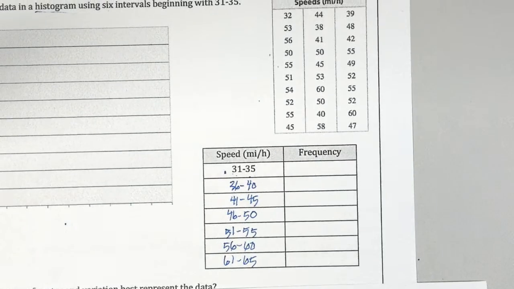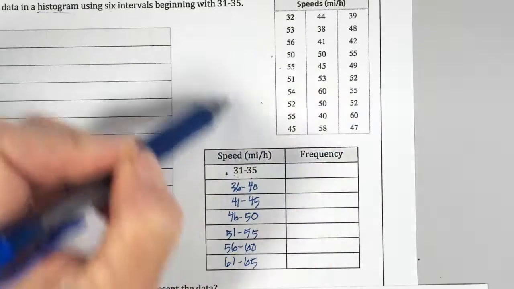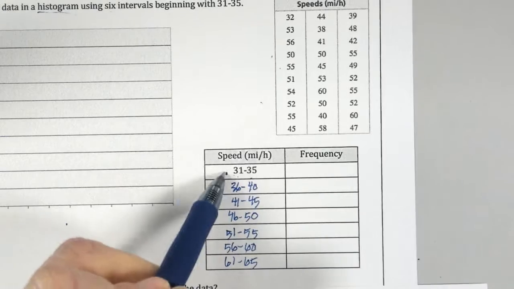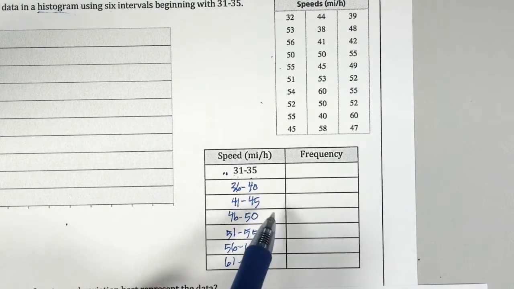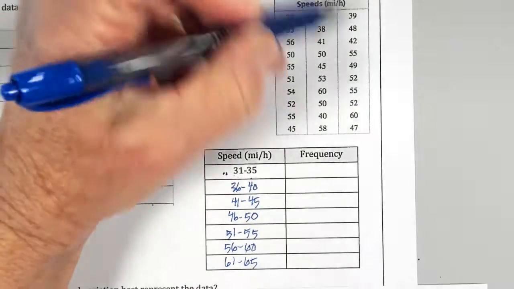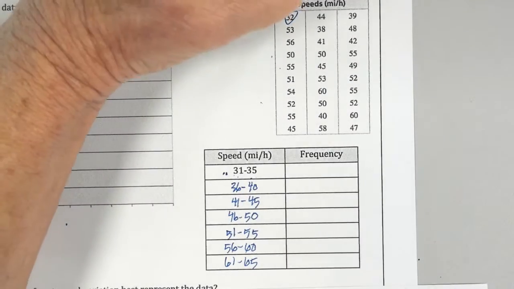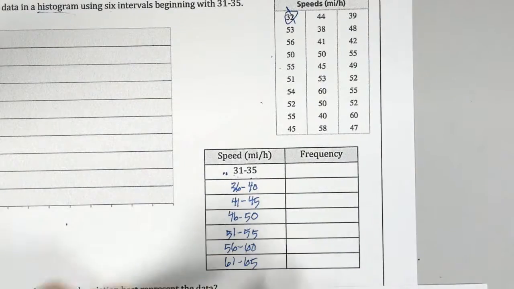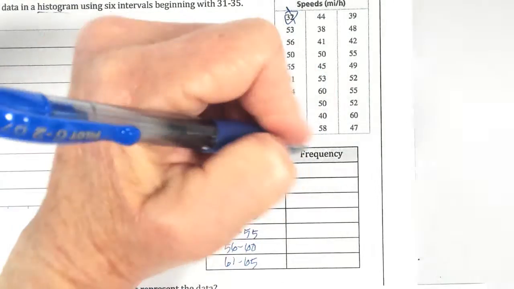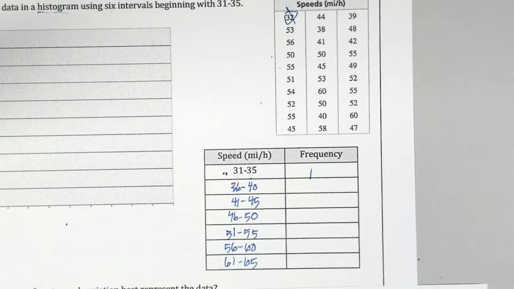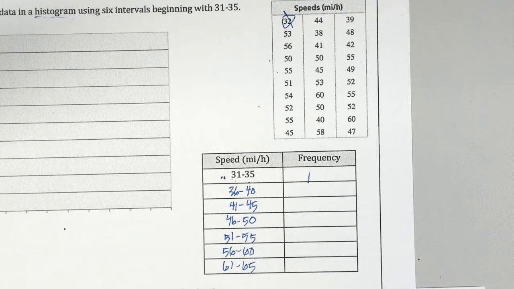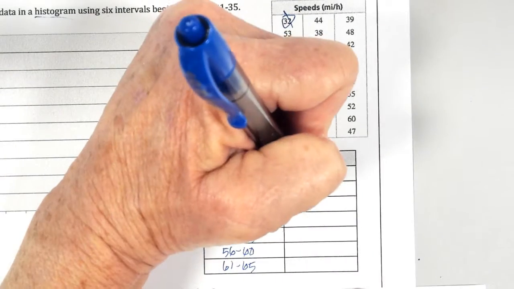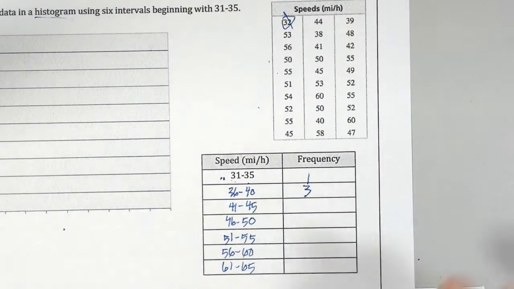So now what that means I have to do is go into my data right here and count off how many times I see those numbers using these intervals. So 31 to 35, I'm going to look at my data, and I'm going to notice I've got a 32 right there. That's 1. I'm going to go through, do I see any other numbers between 31 and 35? No, I do not. Therefore, I put 1. So now I'm going to keep going, and I'm going to just count up. 36 to 40, I've got 3 numbers. 41 to 45, I've got 5.